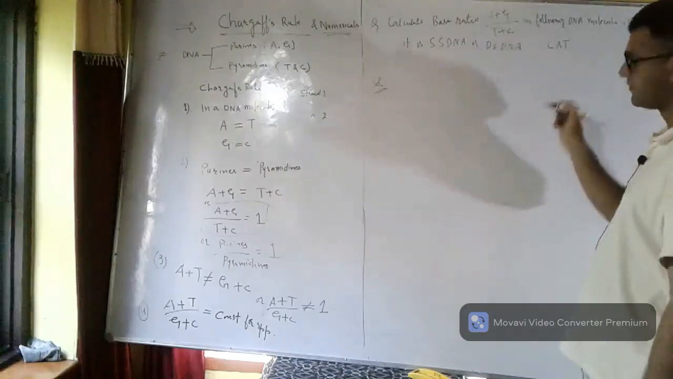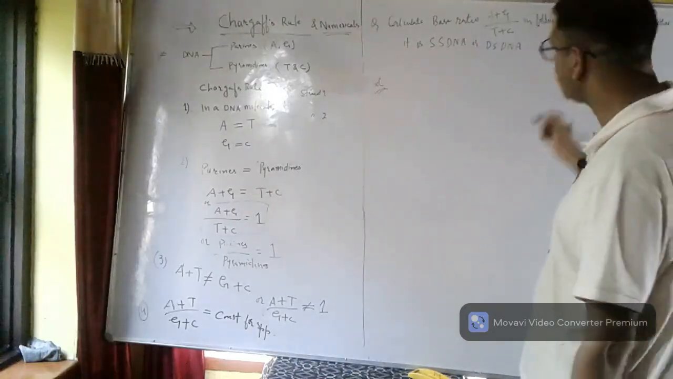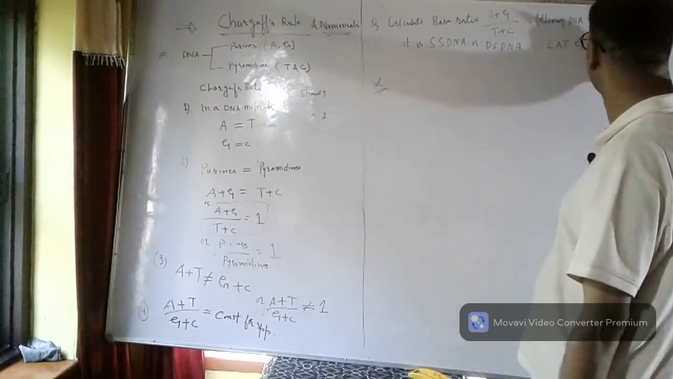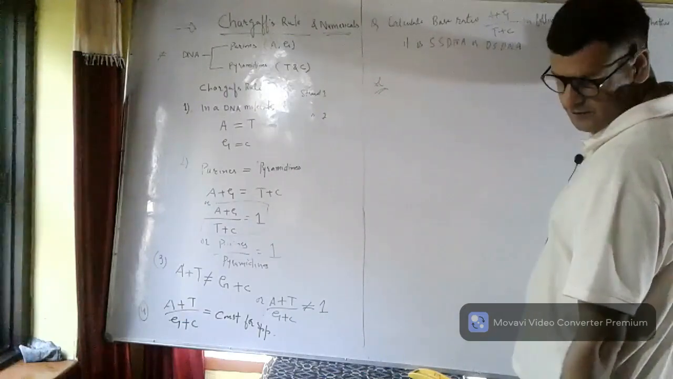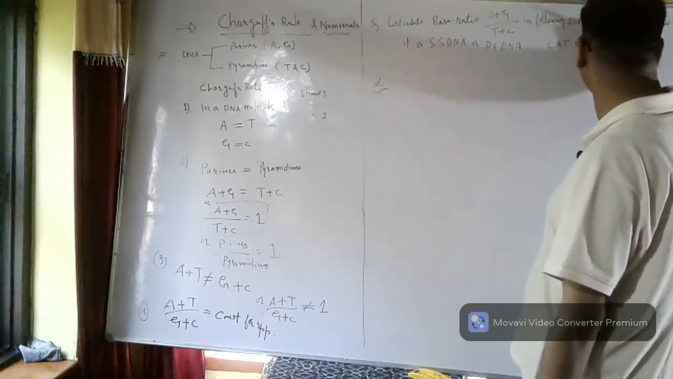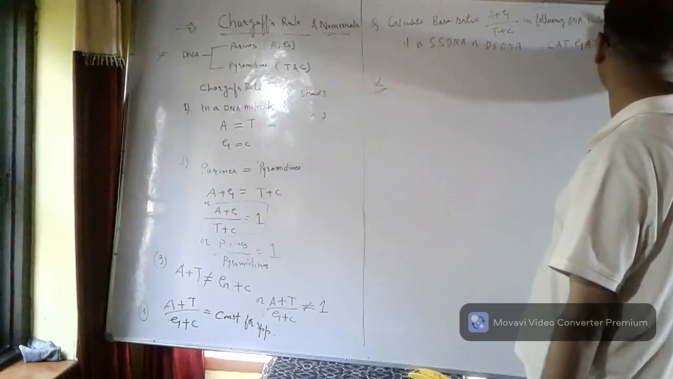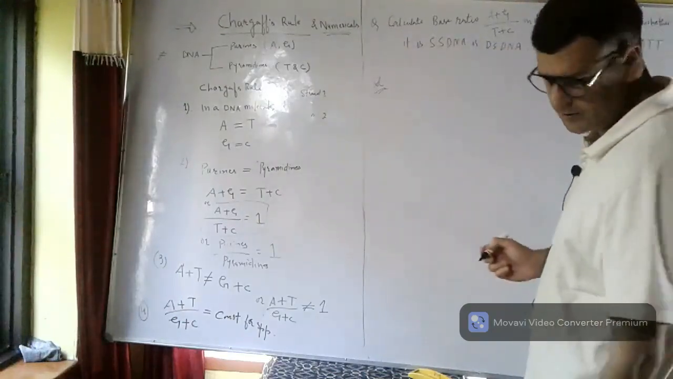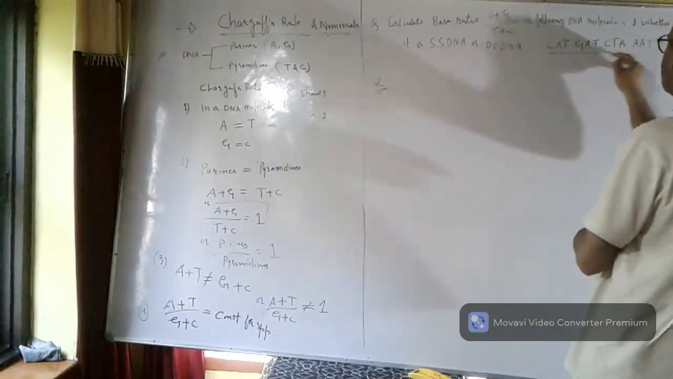CAT, GAT, CTA, AATT, AATT. This is one strand of the DNA molecule.